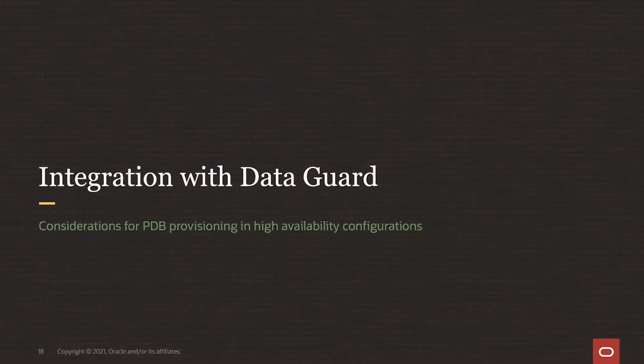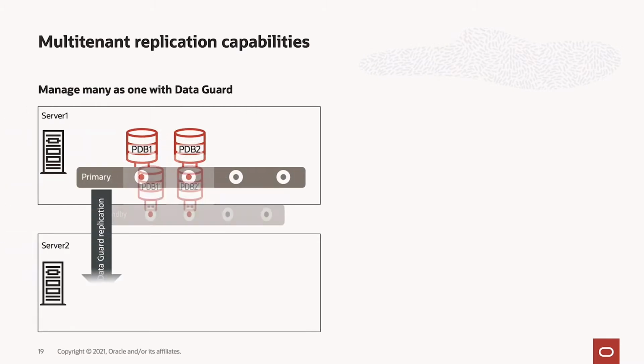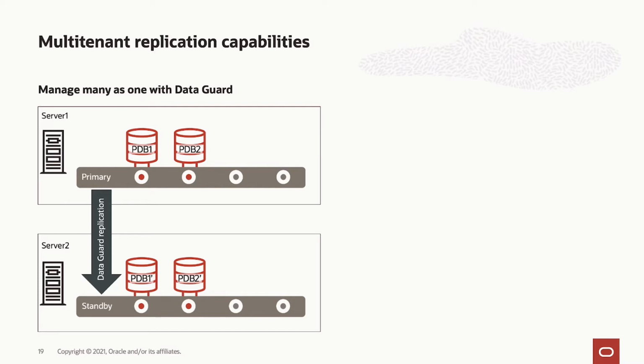In this section, we cover some important considerations for provisioning of PDBs in high availability configurations protected by DataGuard. Two familiar technologies cover both extremes in terms of data replication. At one extreme, DataGuard, or preferably active DataGuard, can be configured at the CDB level. This is a great example of managing many as one, and thus reducing operating costs. Configure this once at the CDB level, and DataGuard will replicate transactions from primary to standby for all PDBs in a single stream.